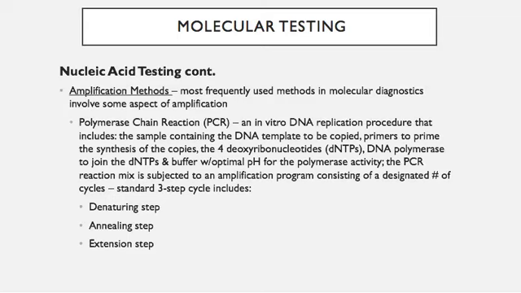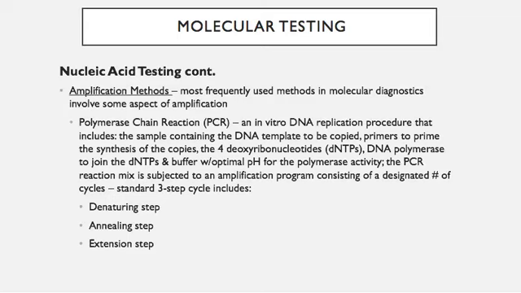That standard 3-step cycle includes a denaturing step, in which the DNA breaks apart or denatures into single strands as it is heated. So it gets heated to between 94 and 96 degrees Celsius, and this is when DNA breaks apart. And then there's an annealing step that binds the primers and the targets. This happens at between 50 and 70 degrees Celsius.